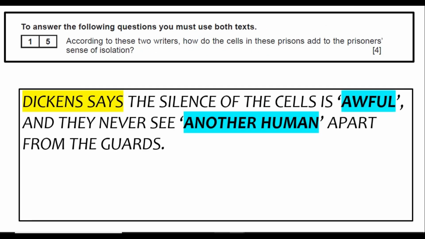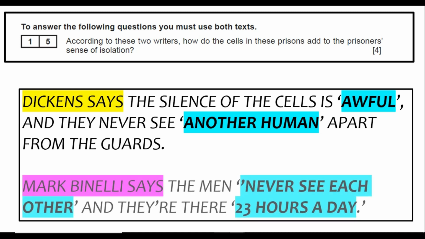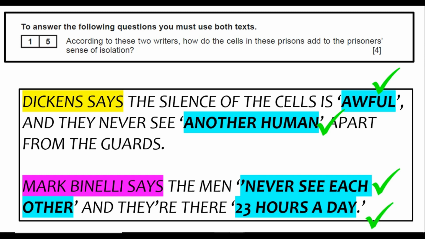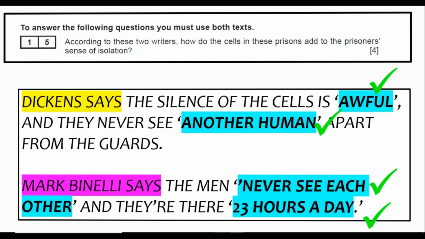So Dickens says the silence of the cells is awful and they never see another human apart from the guards. Benelli says the men never see each other and they're there 23 hours a day. Again, I'm not doing PE, so I'm not saying this is awful, this suggests, or this is trying to tell the reader. All I'm doing is finding the quotes and putting them into a sentence. You'll notice the question is out of 4, and if you look at my ticks, I've basically got 4 quotes. My quotes are in the blue. So 4 quotes equals 4 marks. If you had a bit of time in the exam, see if you can find 5 or 6 quotes, but at the minimum, find 4 quotes because you need at least 4 quotes to get 4 marks.